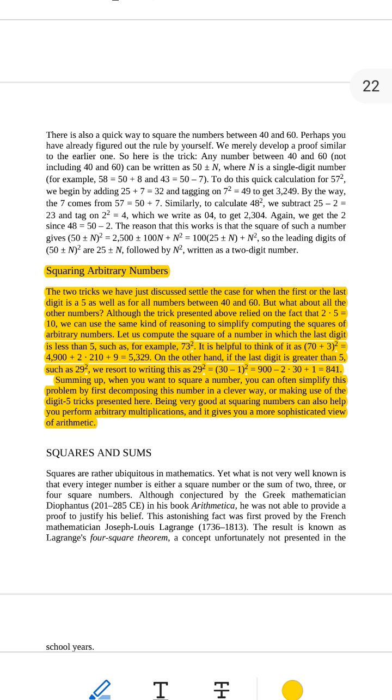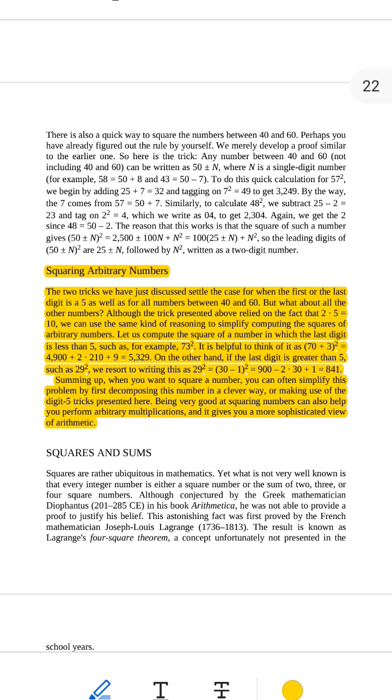Example 2, squaring 29. Let's try a smaller number like 29. Step 1, break down 29 into 2 parts. We can think of 29 as 30 minus 1. So A equals 30 and B equals minus 1. Step 2, square each part separately. Square 30: 30 times 30 equals 900. Square minus 1: minus 1 times minus 1 equals 1. 2 negatives make a positive.